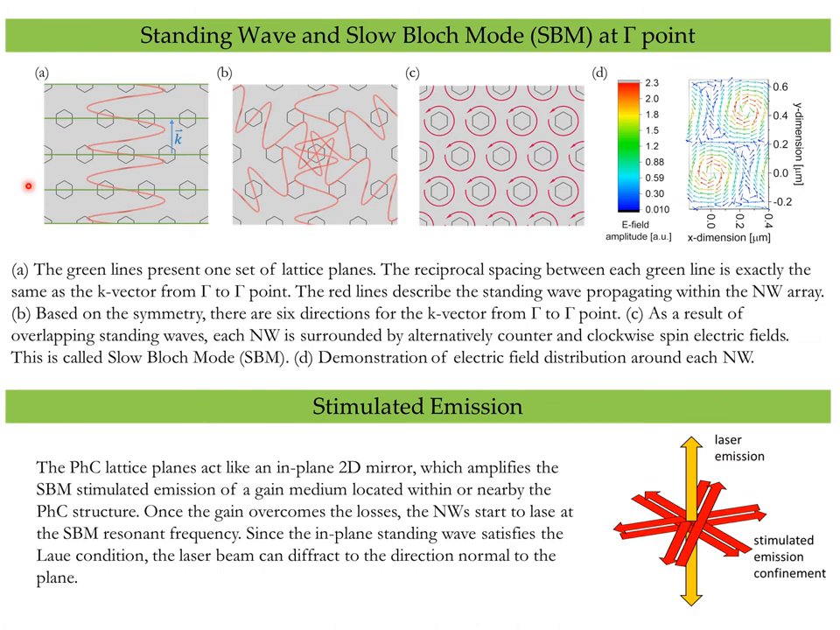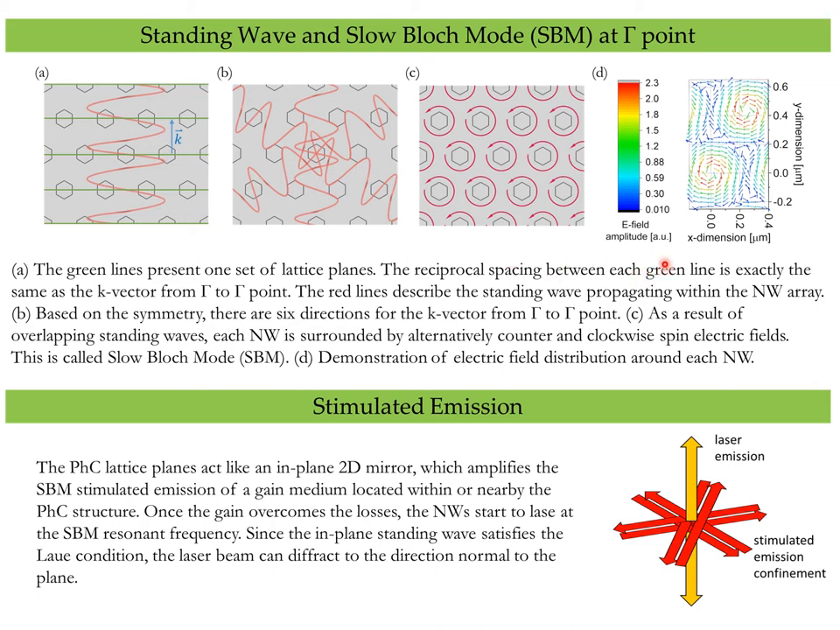The behavior of standing waves at the gamma point is very interesting. The green line presents one set of lattice planes. The reciprocal spacing between each green line is exactly the same as the standing wave's k vector from gamma to gamma point. By symmetry, the standing waves can propagate in six directions with the k vector from gamma to gamma point. As a result of overlapping standing waves, each nanowire is surrounded by alternately counterclockwise and clockwise spin electric fields. This is called slow Bloch mode.